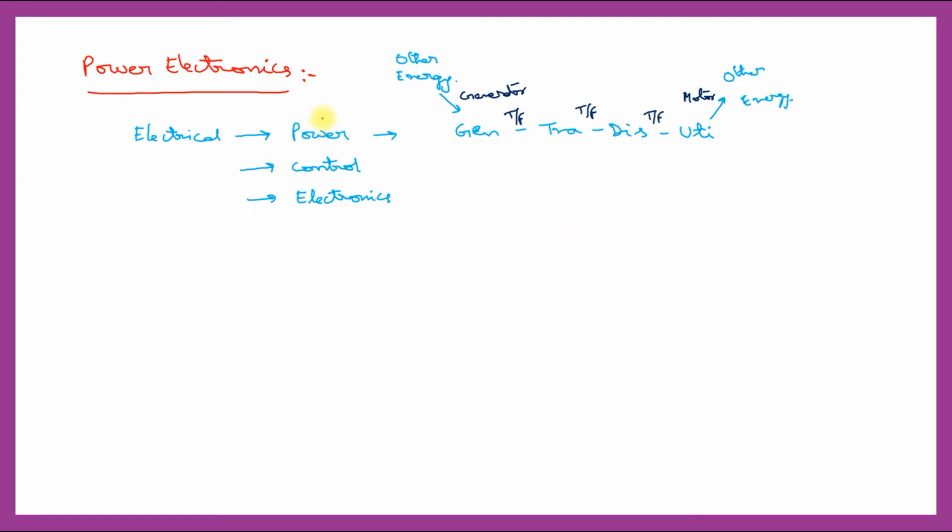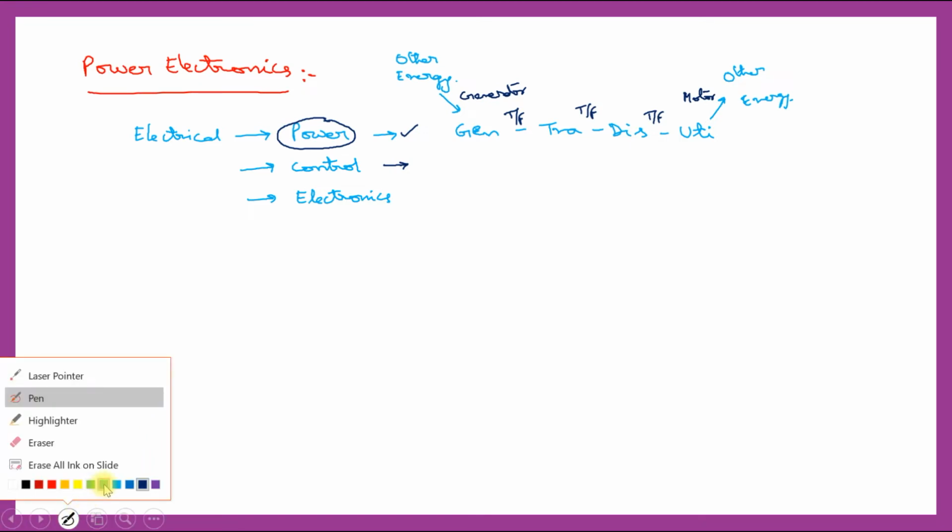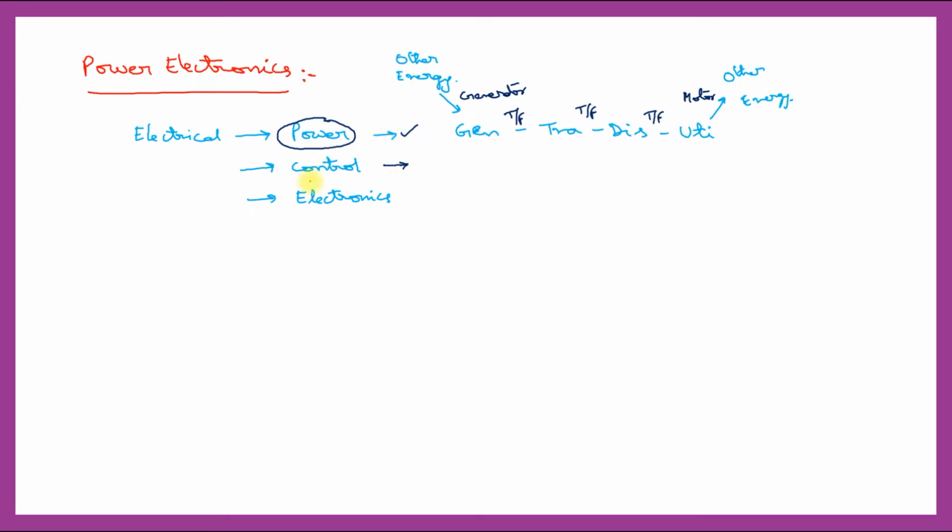But my main agenda is to transfer the electrical power and to utilize the electrical power. Electrical energy contains a major part from electrical power only. In these aspects we should definitely control the electrical power, and that electrical power can be controlled by utilizing electronic equipment.